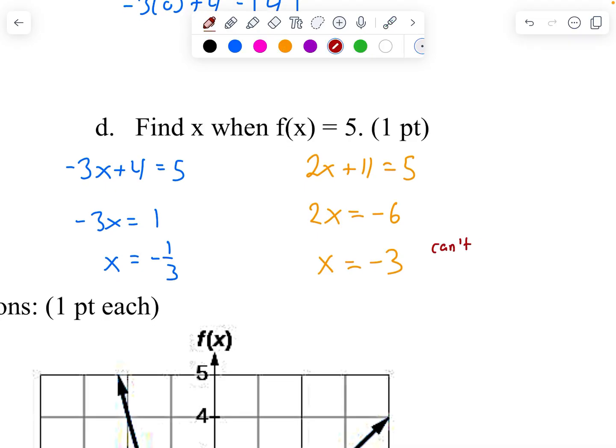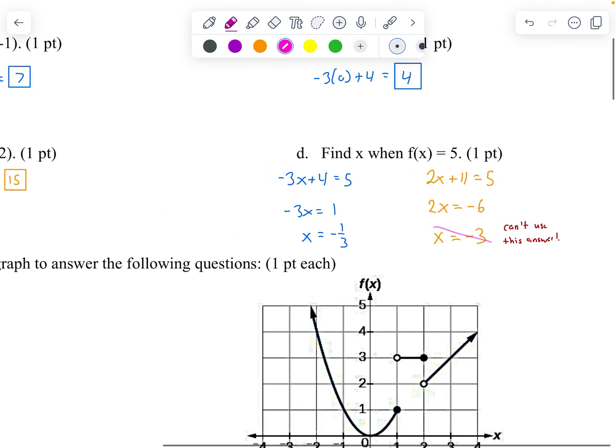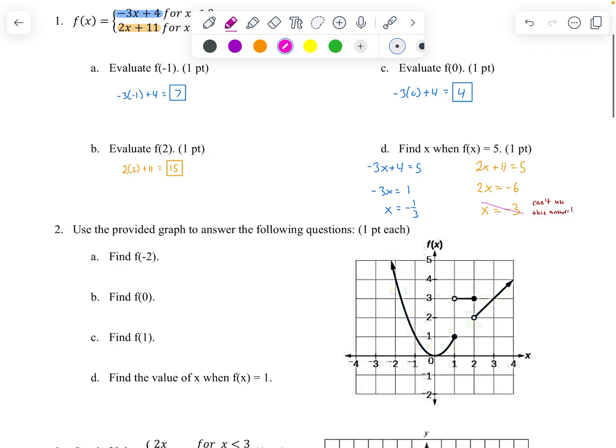So we can't use this answer. You don't need to write that, but it is something that doesn't actually fit in our mold, so it's not a solution.